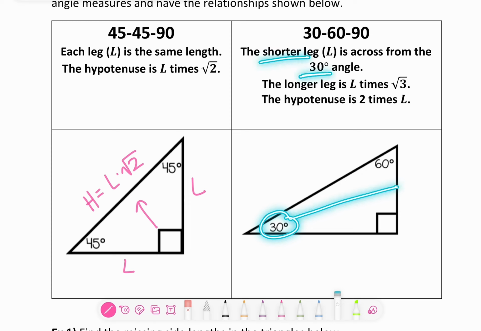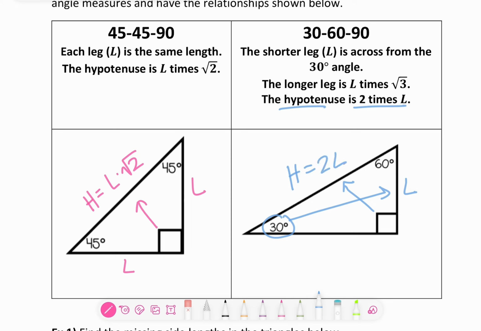And the shorter leg is going to be across from the 30-degree, and that's going to be L. The hypotenuse is going to be 2L. So H is going to be 2L this time. So similar but different. This was L square root 2 over here. This is now 2L. And then our longer leg is going to be L times the square root of 3. So our longer leg, which is whatever's left, is the one across from the 60, and it's going to be L times the square root of 3. So this is the longer leg over here, and this is the shorter leg where the L is.